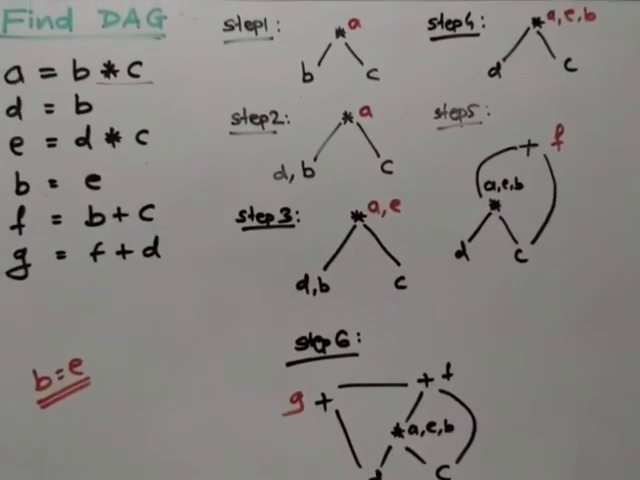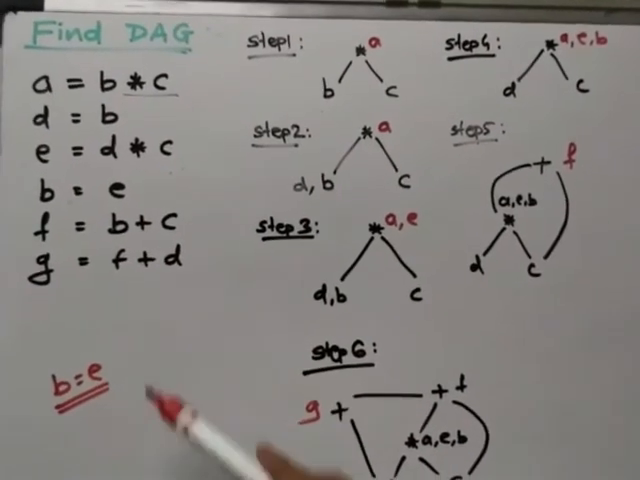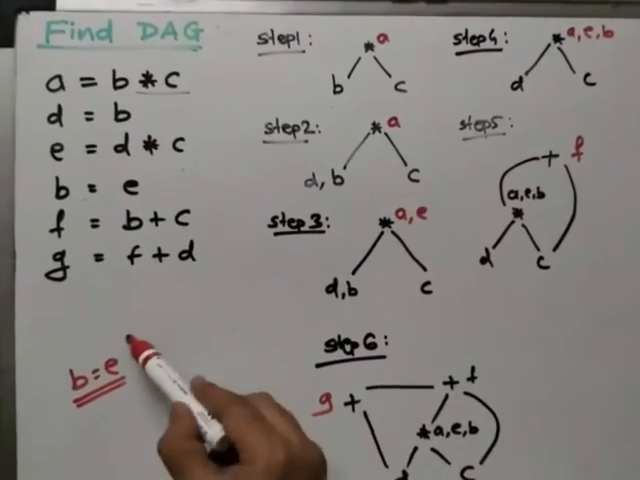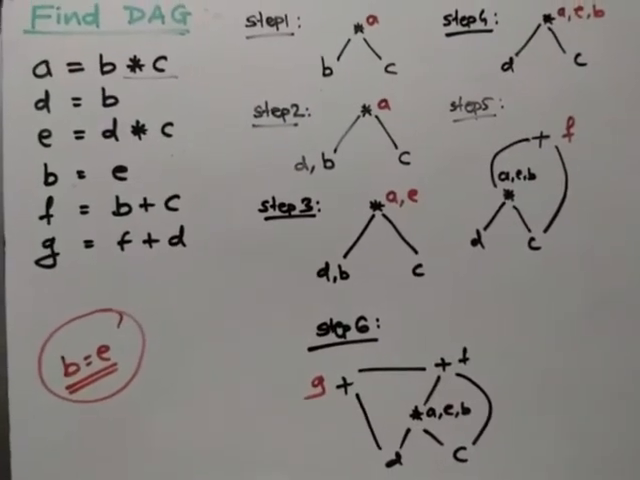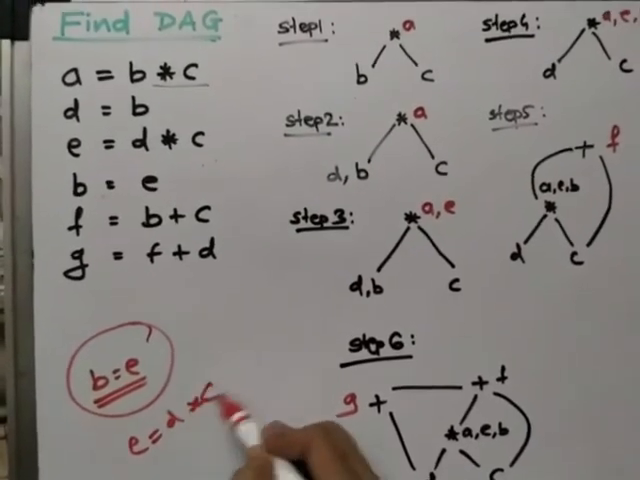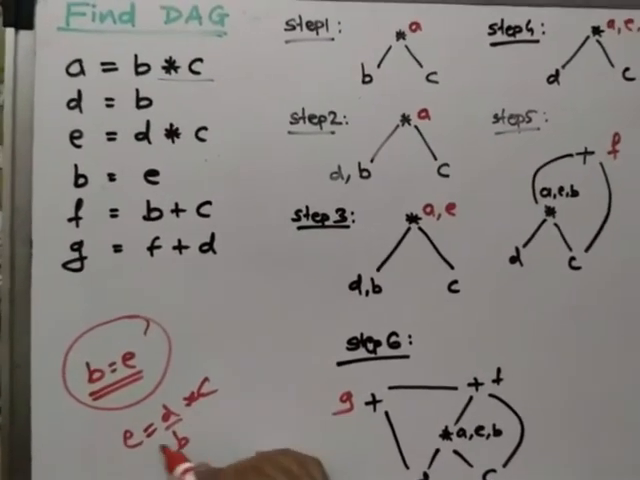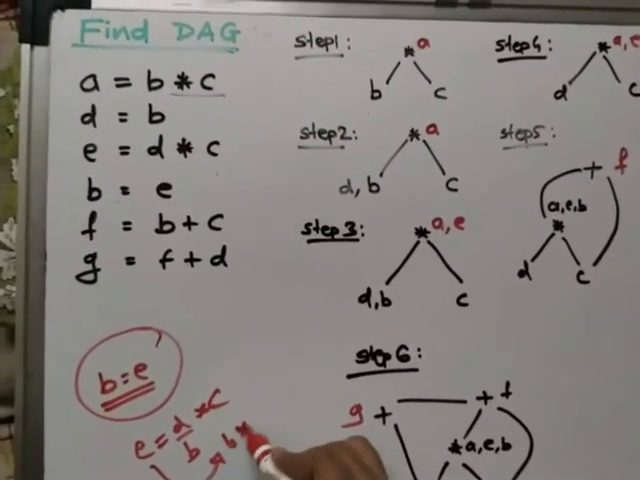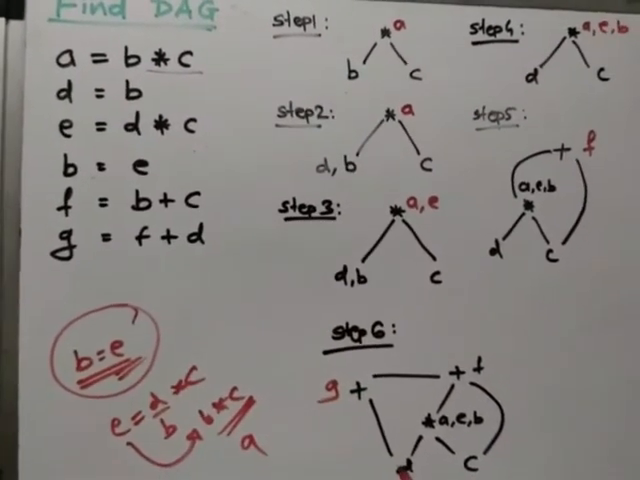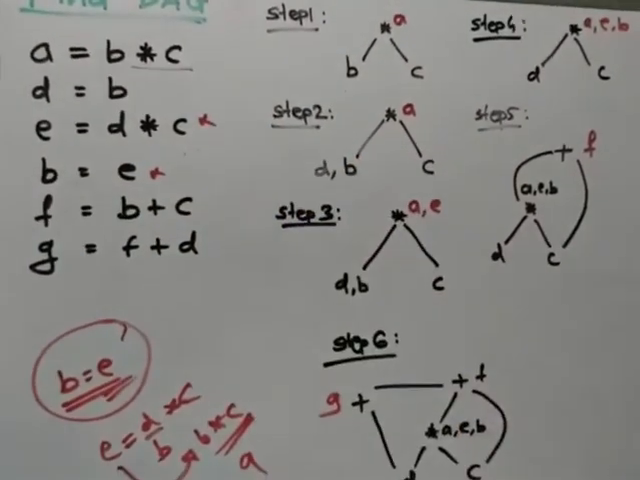So for this given DAG, as we discussed, this statement B equal to E is really not necessary, and this generates the dead code. So we will be removing this B equal to E. Because of that, the statement E equal to D star C is also not required, because D is already equal to B, and this indirectly produces B star C, which is already present in A. So we will remove this B equal to E statement, and because of this, that statement also gets removed.